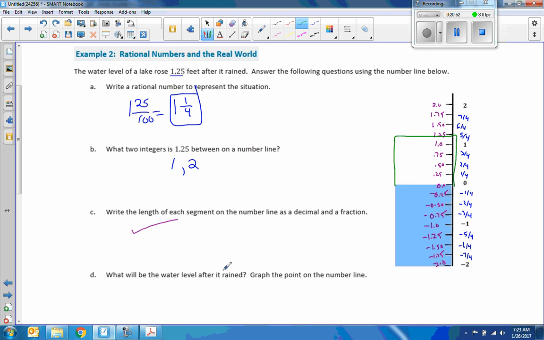Okay, so what will the water level be after it rained? Graph the point on the number line. So let me not draw that line. Graph the point. And there it is, 1.25.